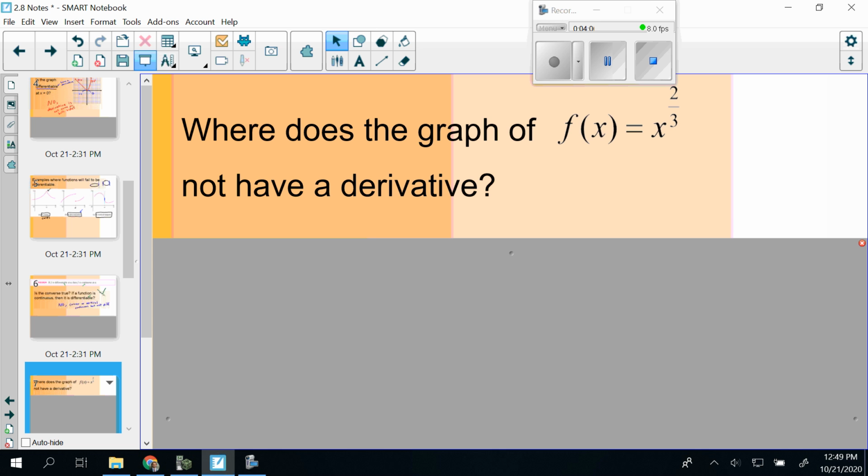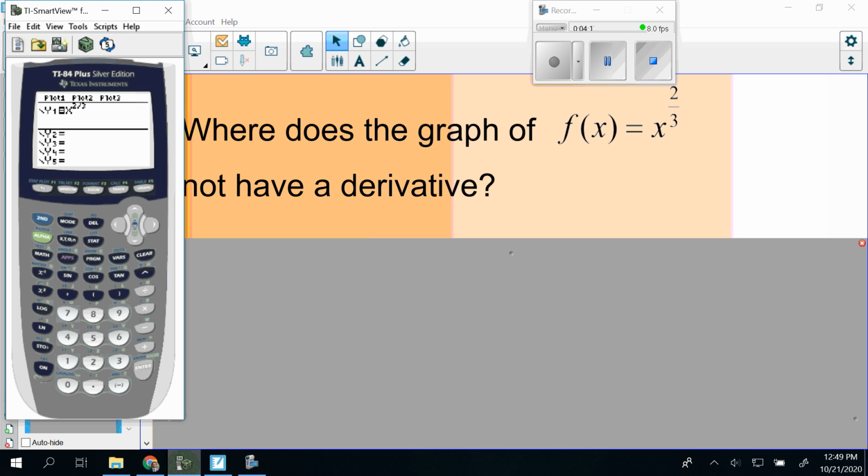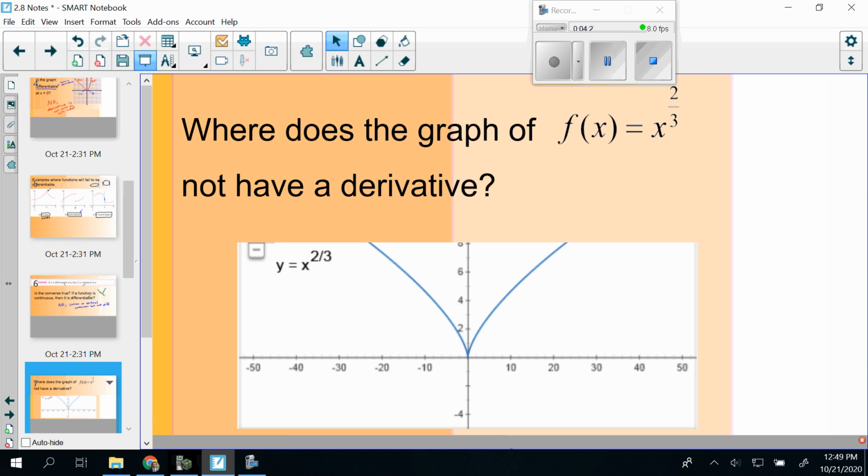Let's look at one example here. Where does the graph of f of x equals x to the 2/3 not have a derivative? You can plug that in your calculator to see what the graph looks like here. Enter it as x and then exponent 2/3. Hit graph, and you should get a graph that looks something like this. Where does this one not have a derivative? All these points here, we can definitely find the slope. It's a gradual change. Same thing here. All these places do. The one spot where this one doesn't is at x equals 0 here.